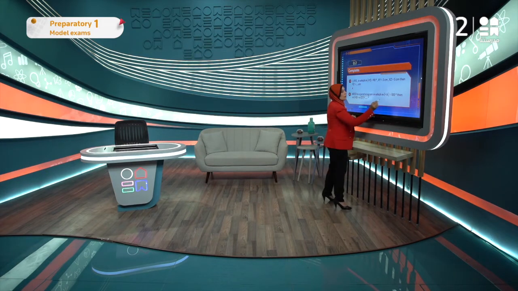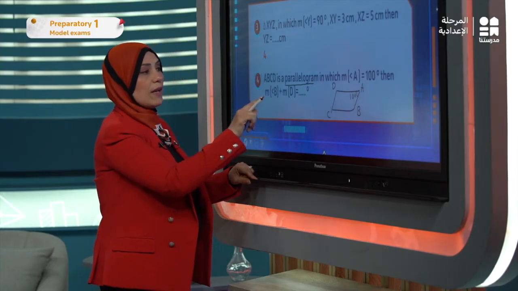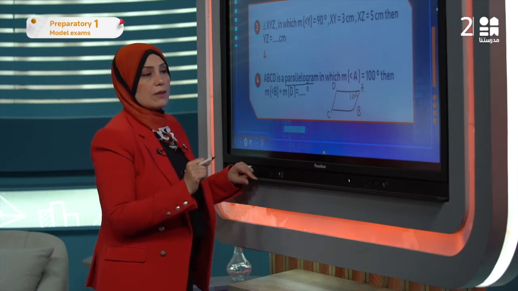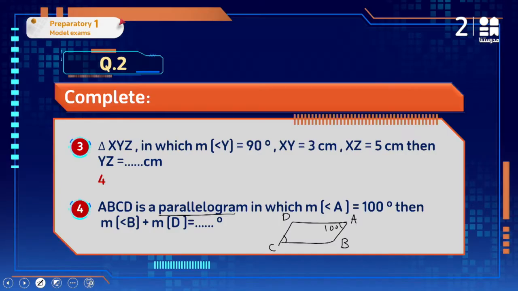Question 4. ABCD is a parallelogram in which the measurement of angle A is 100 degrees, A, B, C, D. And the measurement of angle B plus the measurement of angle D equals what? So, as we know, the opposite angles are congruent. So C is 100. Good.